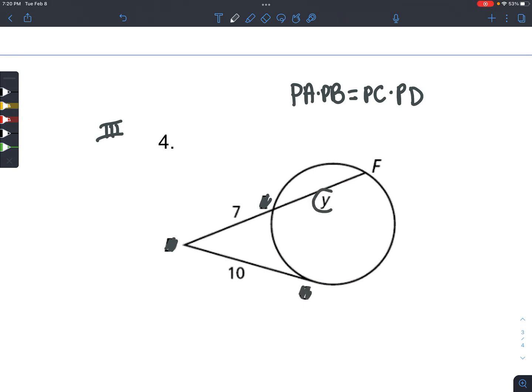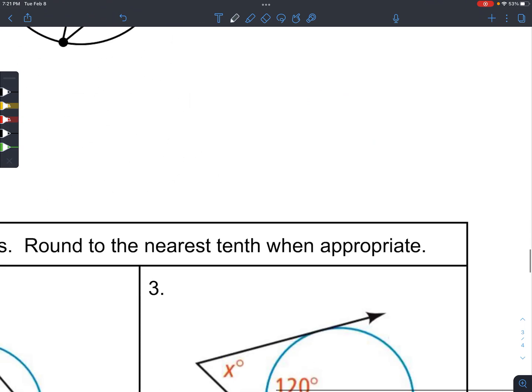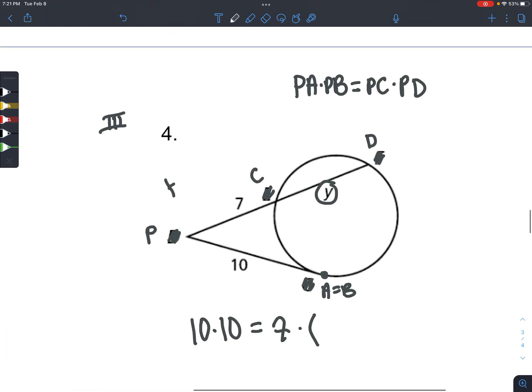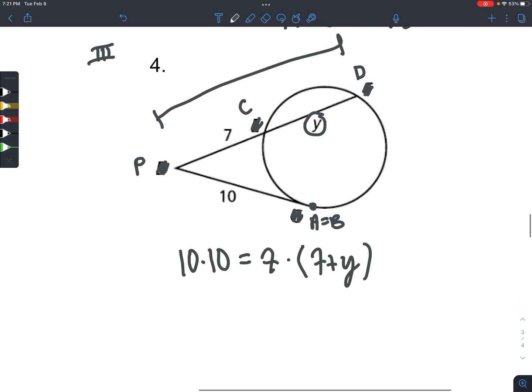I'm just gonna get rid of their labels, because at the end of the day, all I'm doing is solving for y. So those labels don't really matter. I want to replace them with labels that I know. We got the tangent, so we got the shared point, and we got C and D. This will help me just keep my mind straight. 10 times 10 is 7 times, it looks like, again, we have this distance is PD, which is going to be 7 plus y again.